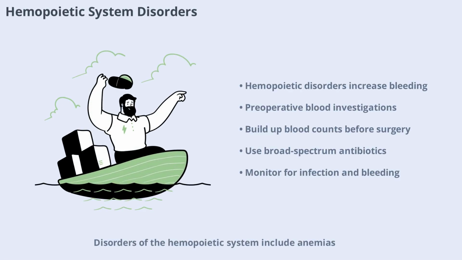Disorders of the hemopoietic system include anemias, leukocyte disorders, and coagulation factor abnormalities. These conditions predispose patients to prolonged bleeding and increased infection risk. Preoperative investigations include complete blood count, bleeding and clotting times, prothrombin time, partial thromboplastin time, coagulation factor assay, platelet count, and liver function tests. Blood counts are built up to normal values before surgery, and broad-spectrum antibiotics are used.